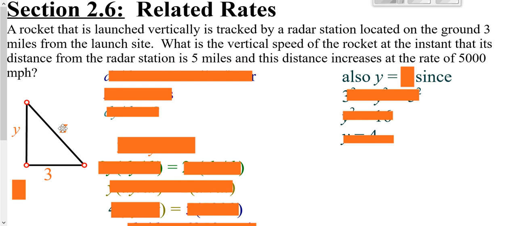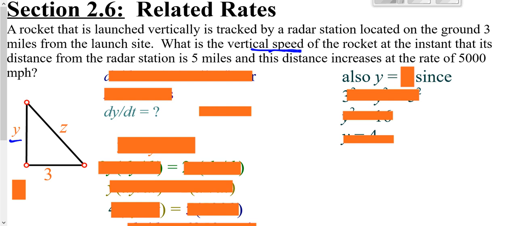Whenever you're dealing with a rate, like here, we're looking at a rate because you're looking at speed. Here we're looking at the speed of the rocket from the radar station. No, we're looking at vertical speed here. So we're looking at the speed of this. So that would be the derivative of y with respect to t. That's what we're trying to find out.